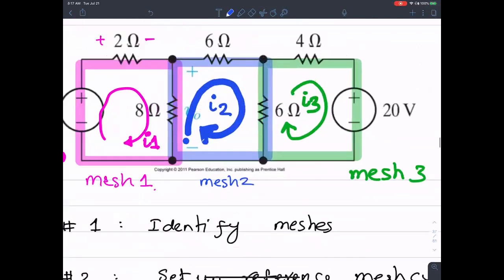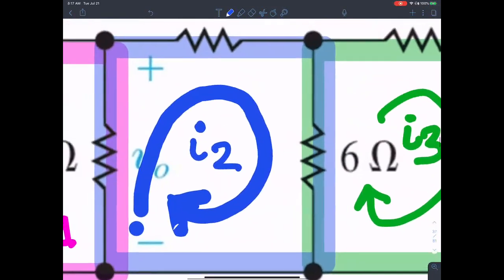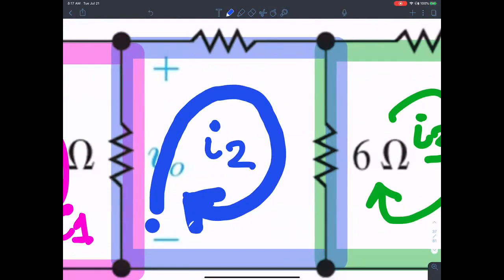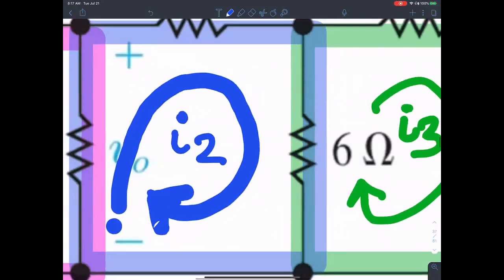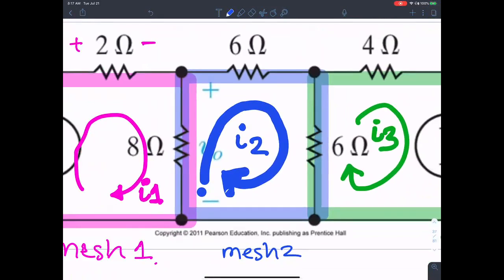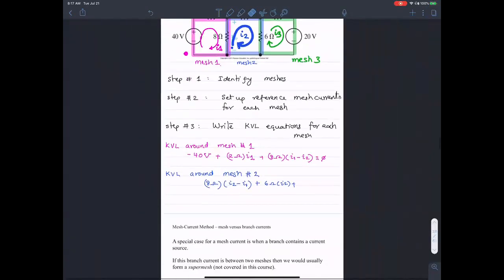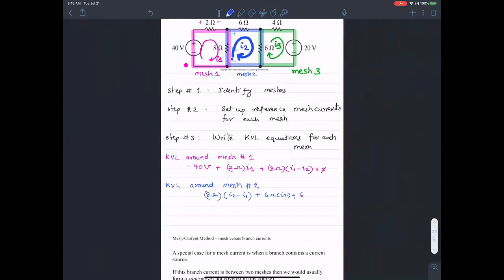Now I come to the last element of the path of the blue loop, which is the vertical 6 ohm resistance. If you think about it, there is one current I2 flowing in this direction, and there's another current I3, the green current, flowing up. So the net current carried by the 6 ohm resistance is I2 minus I3. So I set up a third term here, 6 ohms into I2 minus I3. All of that equals 0.